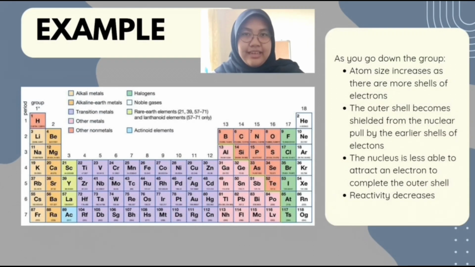For example, in group 7, reactivity decreases as you move down. Larger atoms with more electron shells make it harder for the nucleus to attract extra electrons. This is why fluorine at the top is more reactive than iodine at the bottom.